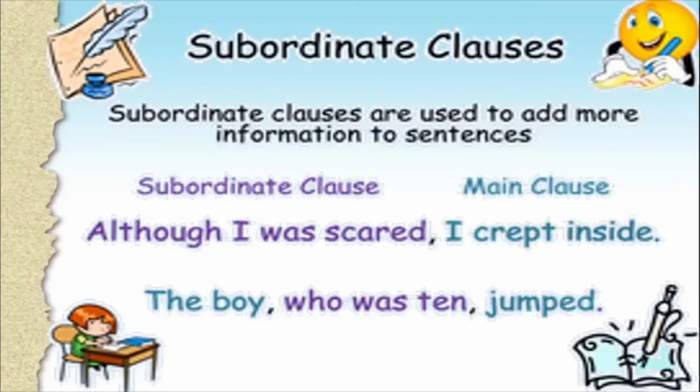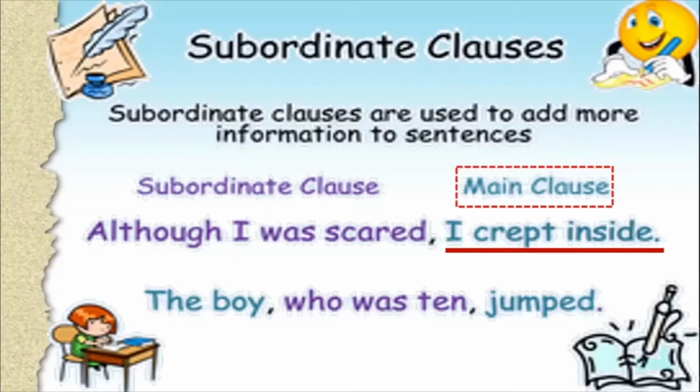So subordinate clause and main clause. The subordinate clause is given in purple letters and the main clause is given in blue letters. So, I crept inside. It has got complete meaning. I crept inside. So this is the main clause. Now, I crept inside means slowly I tried to get into a place.